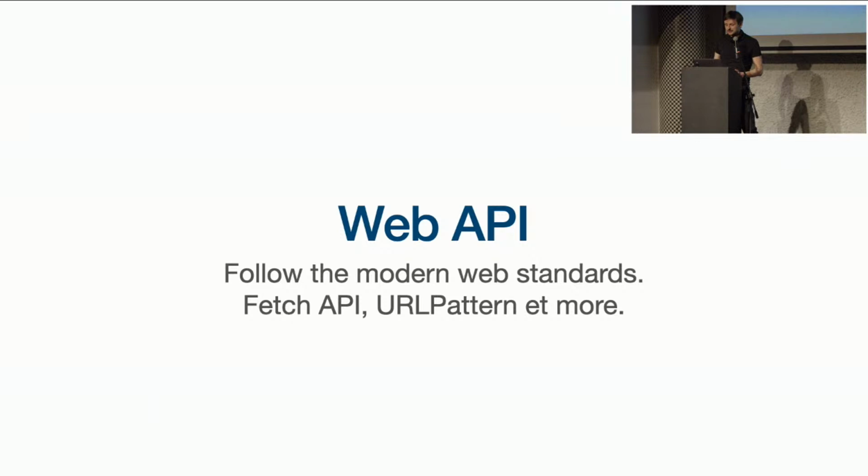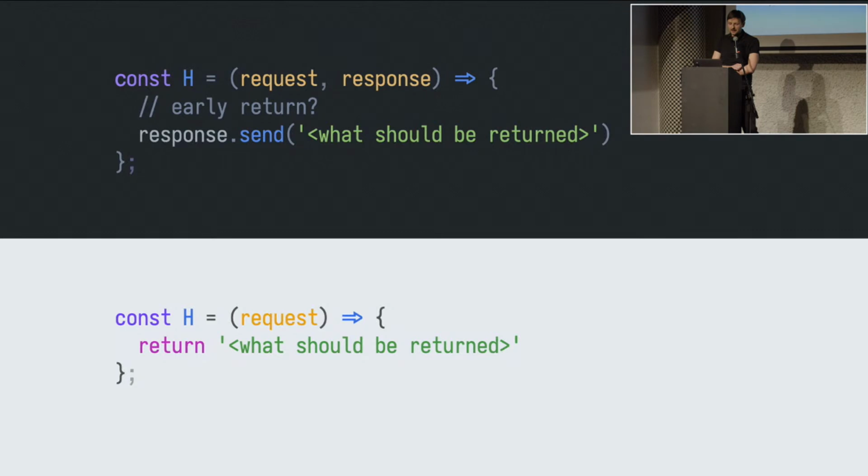For example, in Express, the signature for the handler takes the request and response as input to the function, which is not ideal because when you want to return something, you have to invoke the send method on the response. And if you did a return before doing that, something strange happens. At the bottom we have the fetch API, which is a very simple function. It takes a request as input and returns a response as output. So we can reason about it more easily. The mental model is easier here.